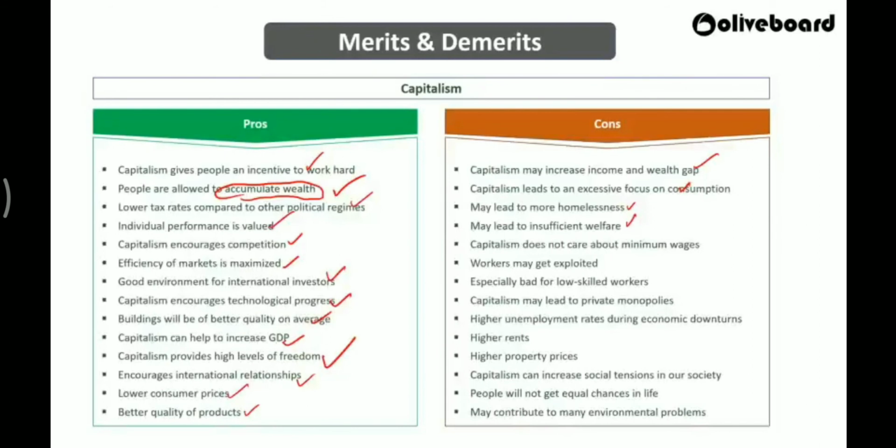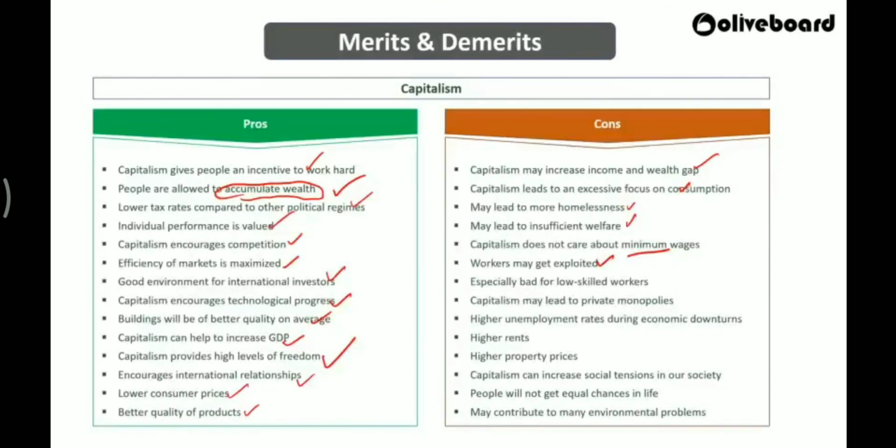So what happens here? Since the government is playing a very minimal role, public welfare will be taken for a toss. That's it. So welfare will be very less. All right. So here they are not talking about minimum wages. Obviously, workers will get what? Exploited. All right. So the worker class will always be in fear over there, guys. Obviously, in capitalism, the worker class will suffer more, right?